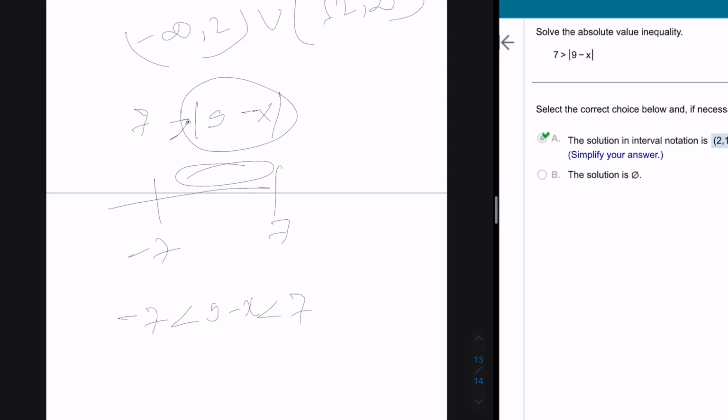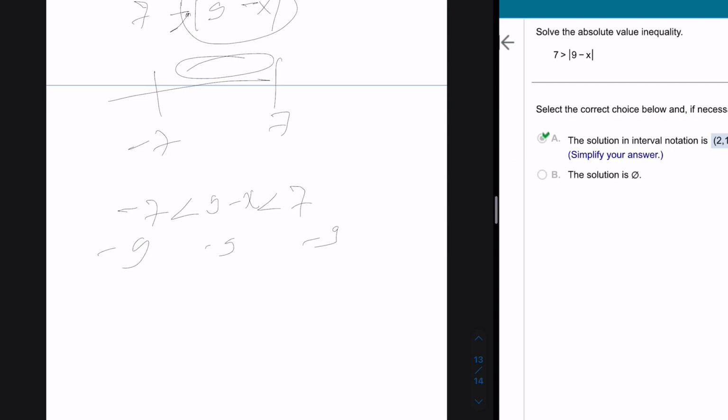9 minus x. First subtract minus 9 from all sides. After that you get some answer like minus 7 minus 9, minus 16, then minus 2. Now multiply by minus 1 on all the sides, but if you're multiplying or dividing by a negative, the inequality sign will change.